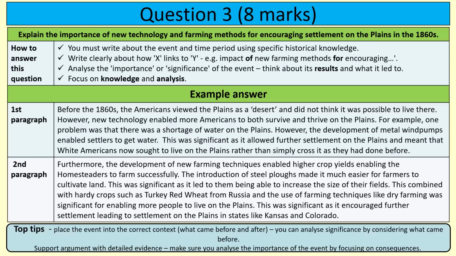This combined with hardy crops such as turkey red wheat from Russia and the use of farming techniques like dry farming was significant for enabling more people to live on the plains. This was significant to encourage further settlement, leading to settlement on the plains in states like Kansas and Colorado.